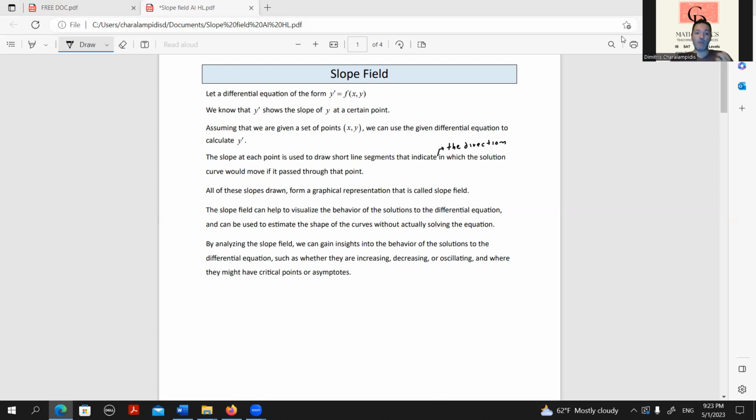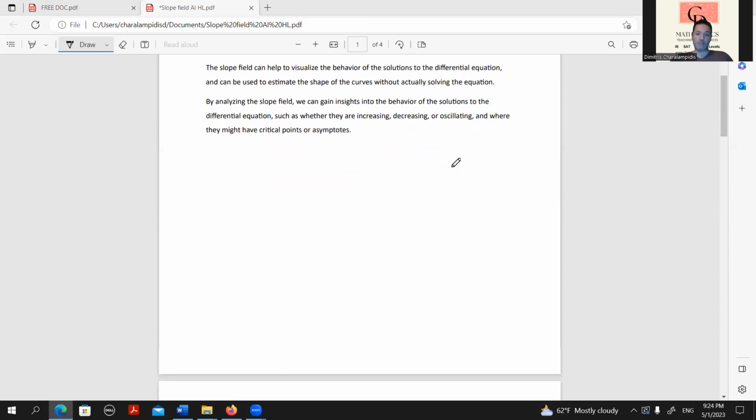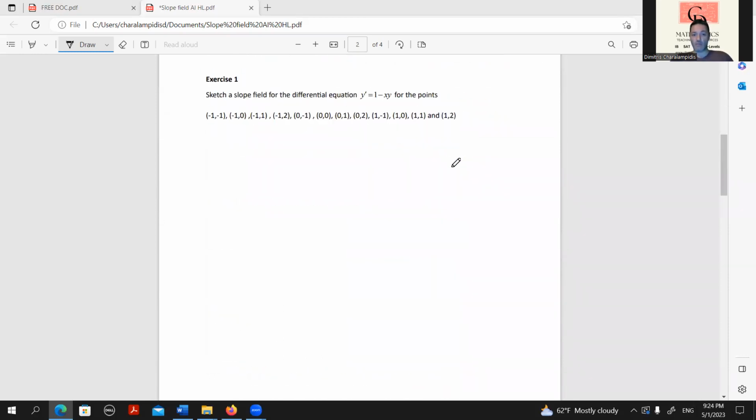The slope field can help us in general to visualize the behavior of the solutions to the differential equation and can be used to estimate the shape of the curves without actually solving the differential equation itself. By analyzing the slope field, we can gain insights into the behavior of the solutions, such as whether they are increasing, decreasing, or even oscillating, and where they might have critical points or asymptotes. Right now, we will work together on three different exercises. Let's move to exercise number 1.